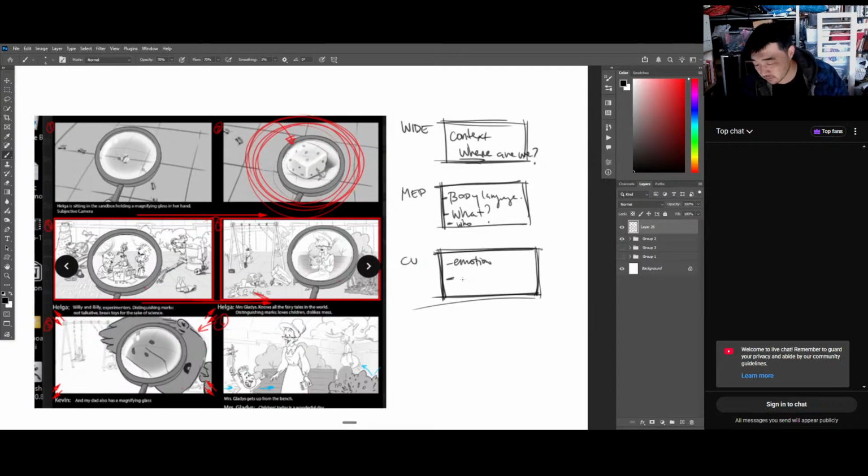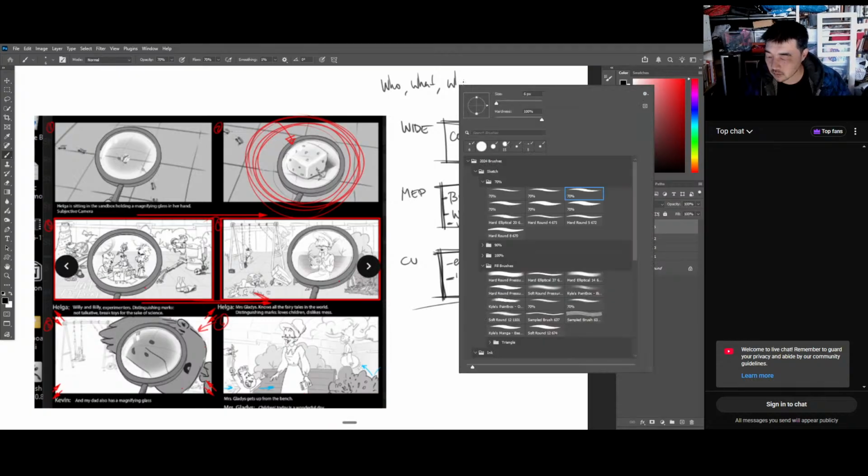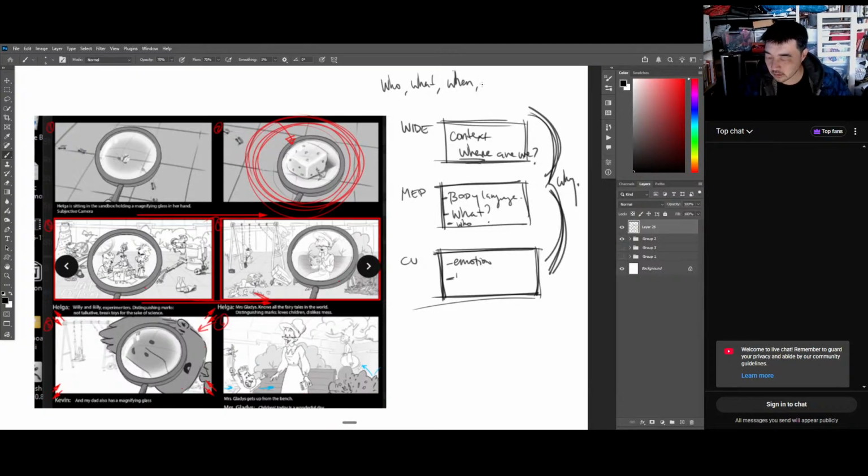I'd say all of this together gives you the why. So going back to writing, it's who, what, when, where, why, and how. So these are just the basic building blocks to visual storytelling.